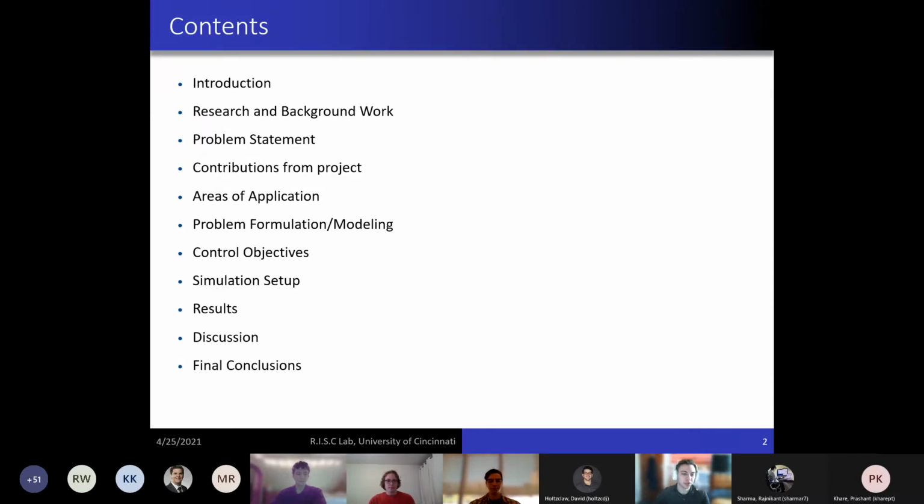So this is a brief overview of the contents of the paper. Not going to spend too much time here, but we go through our research and background work. We step into the problem statement, areas of application in real life, and then we also talk through our formulation of our modeling and our simulation setup.